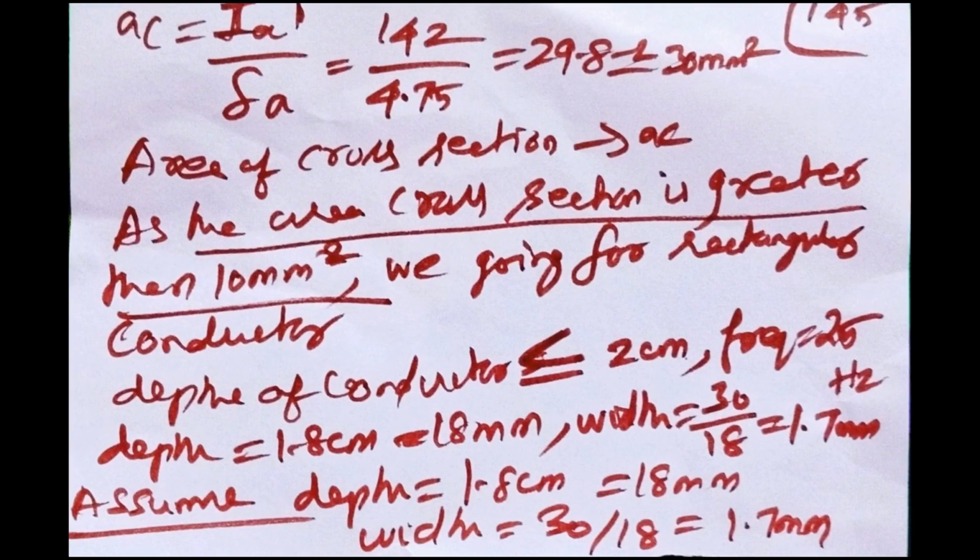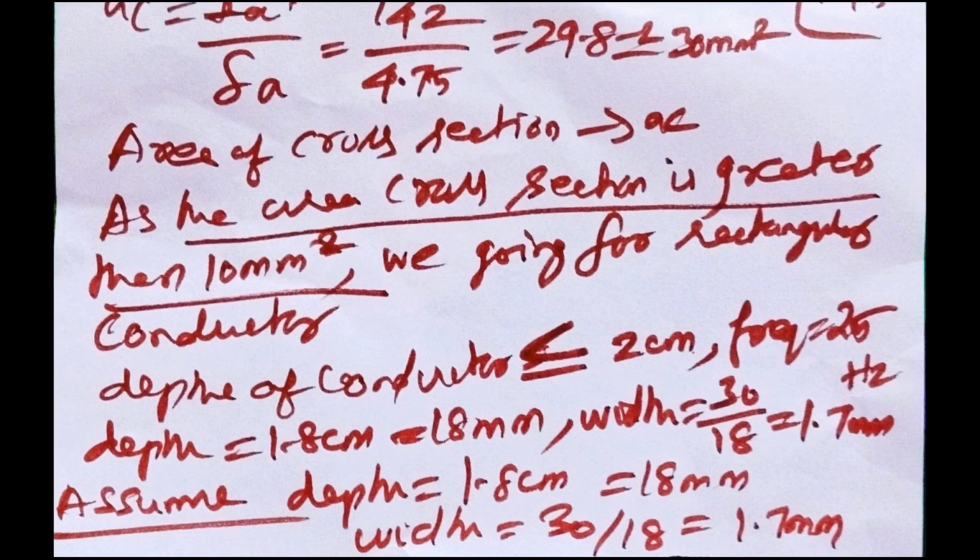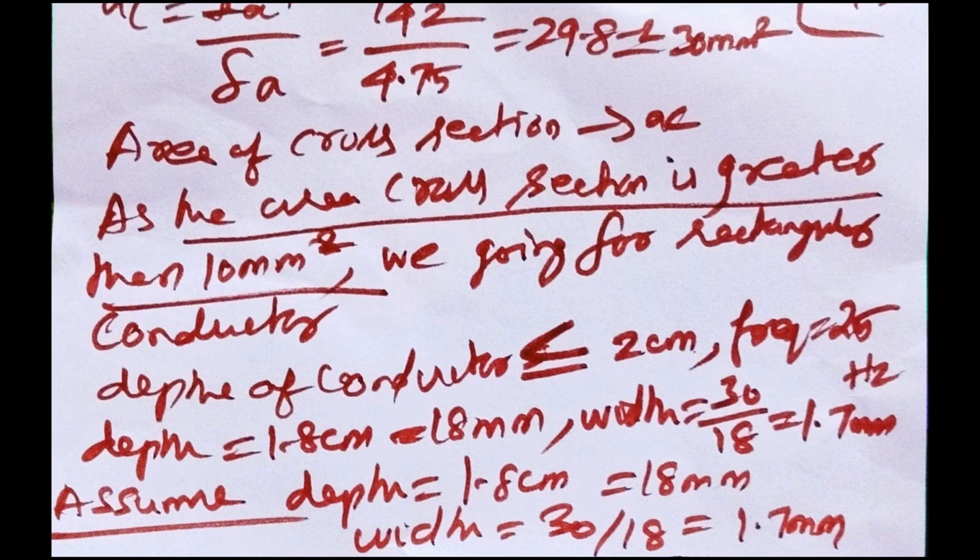A C is equal to I A dash divided by delta A. 142 divided by 4.75 is equal to 29.8, approximately 30 millimeter square. Area of cross section A C. As the area of cross section is greater than 10 millimeter square, we are going for a rectangular conductor. Depth of conductor is less than or equal to 2 centimeter. Frequency is equal to 25 Hz. Assume depth is equal to 1.8 centimeter, 18 millimeter. Width is equal to 30 divided by 18 is equal to 1.7 millimeter.